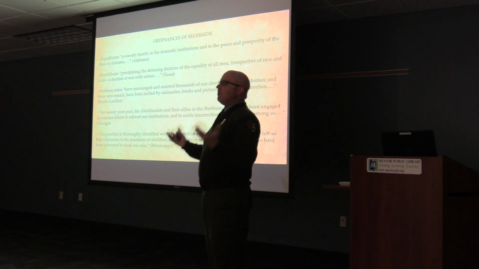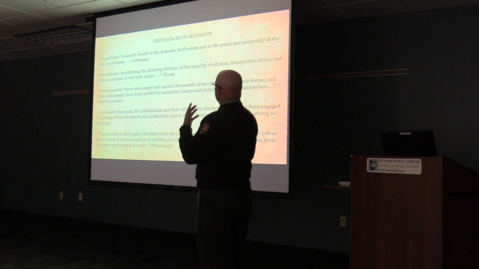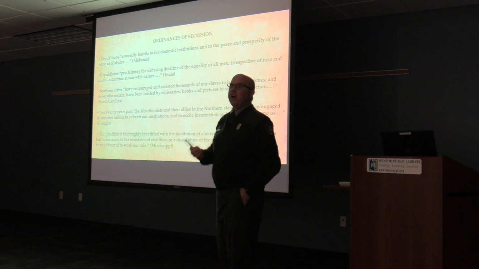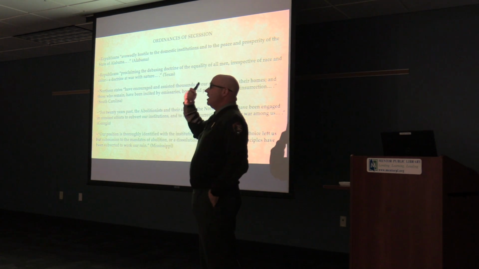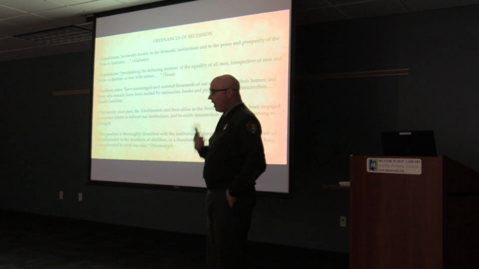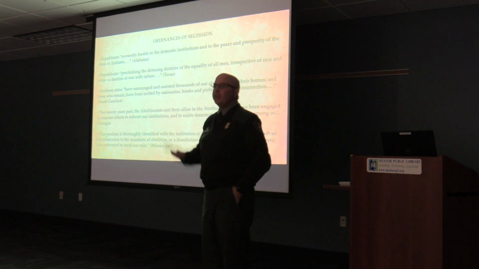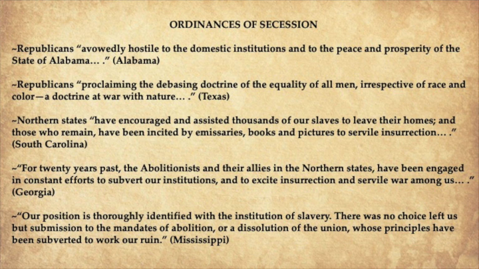We talk all the time about what the Civil War is all about. Well, in 1860 and 61, as these southern states are seceding, the secession commissioners who were writing the ordinances of secession told us what it was about. Republicans were avowedly hostile to the domestic institutions and to the peace and prosperity of the state of Alabama, according to Alabama. Texas said that Republicans were proclaiming the debasing doctrine of the equality of all men, irrespective of race and color, a doctrine at war with nature.